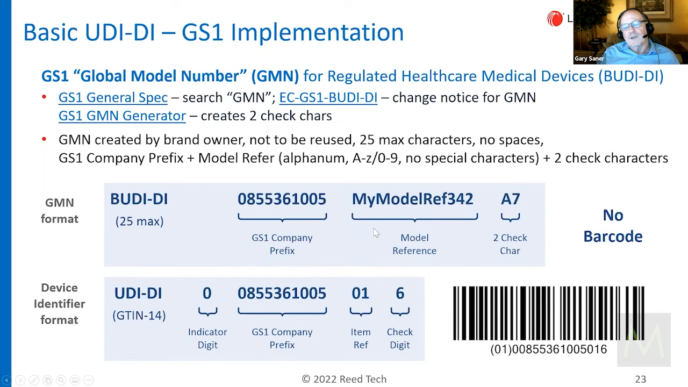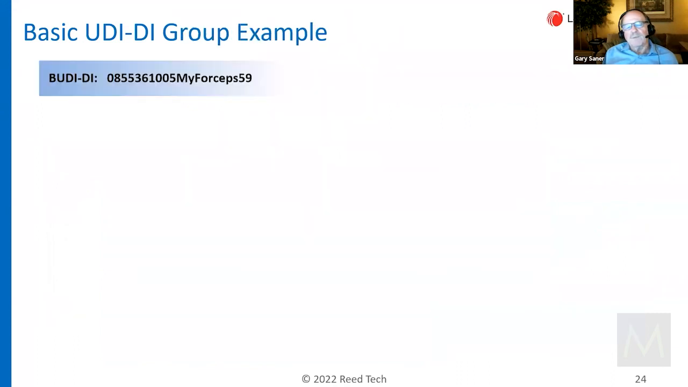That's the good news. But then you need to come up with a model reference number and run that set of characters through an algorithm, a calculator. It comes up with 2 check digits, not 1, but 2 check digits. And then there's never a barcode connected with this. So this data is not on the label. It's only for documentation and for identification inside the database.